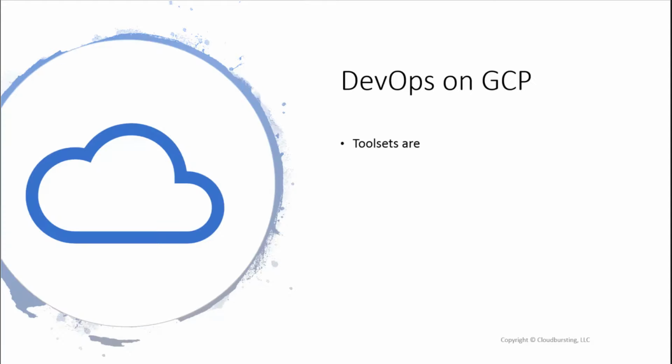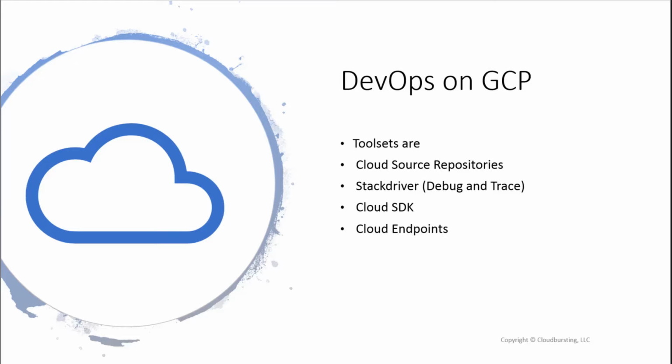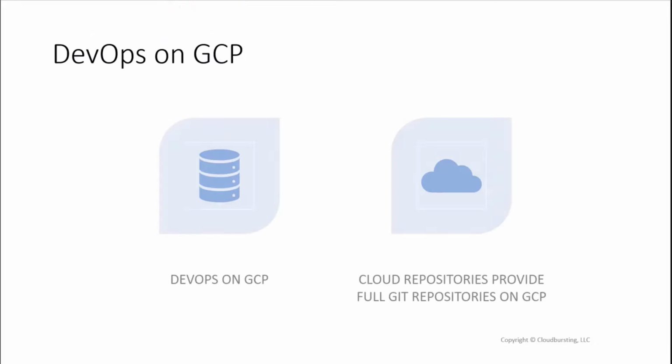When it comes to DevOps on GCP, we'll of course be talking about tool sets such as Cloud Source Repositories, Stackdriver, which is an integral part of monitoring your DevOps environment. We'll talk about the Cloud Software Development Kit, talk about Cloud Endpoints, essentially an API gateway, and of course, numerous other tools from Google Cloud Platform. But you could also use third-party tools. For example, if you want to continue using your Chef, your Jenkins, whatever you're using, you can certainly tie that into your DevOps environment on Google Cloud if you so choose.